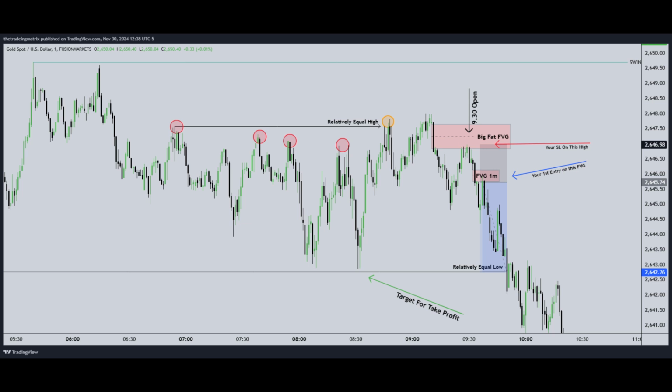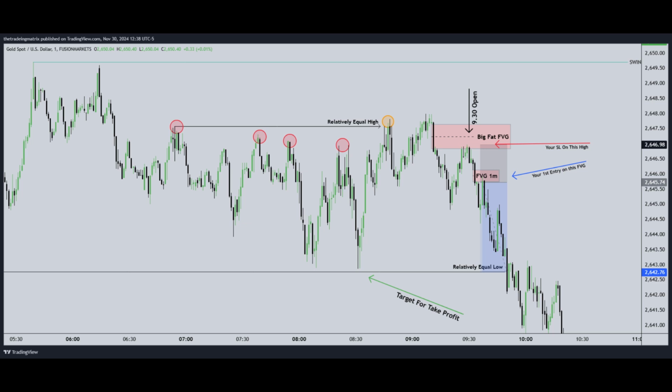But here's the key. This information alone isn't enough to enter a trade. We need additional confirmation such as a market structure shift and strong displacement. Ideally, we also want to see an FVG, IFVG, or an order block forming to support our decision.